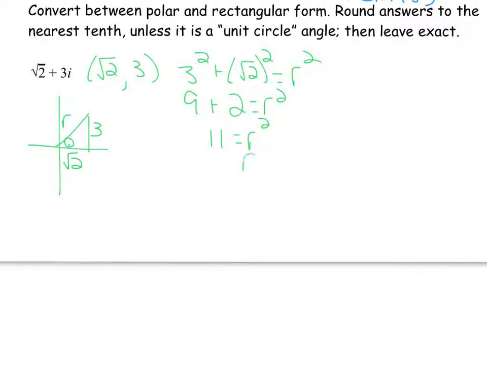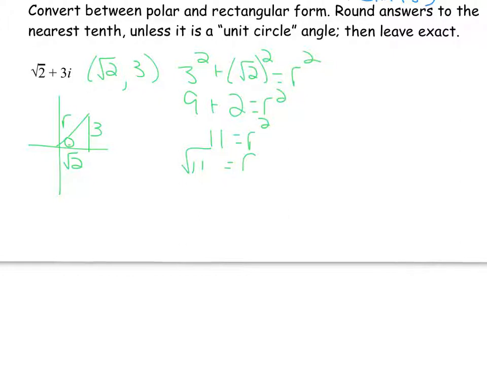And we're going to get r is the square root of 11. Okay, r is the square root of 11. Now it does say to round there, but I'm just going to leave that root 11 because it's going to be neater than a decimal. The next thing we need to do is to find theta.